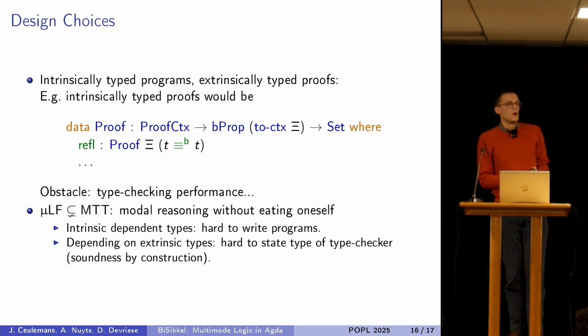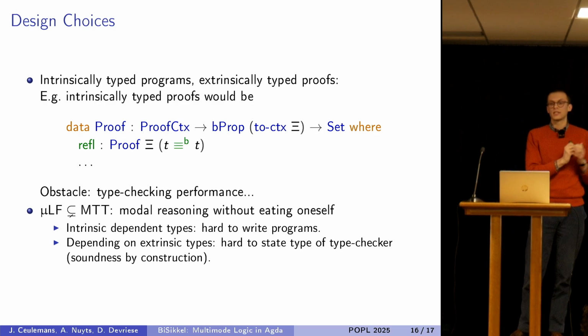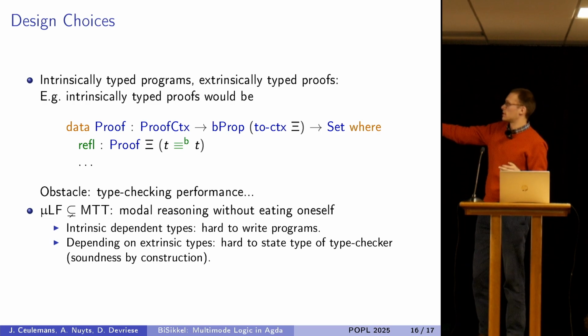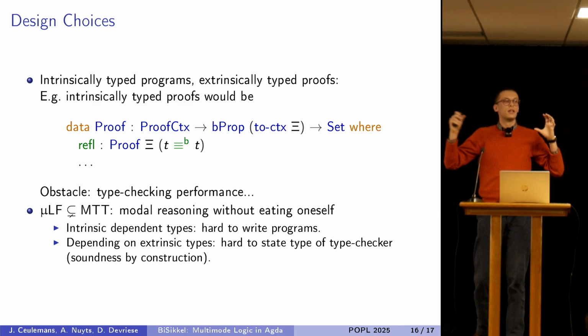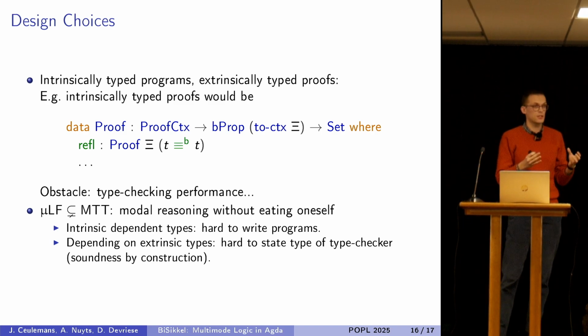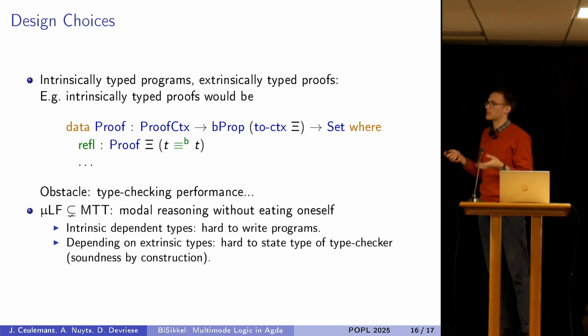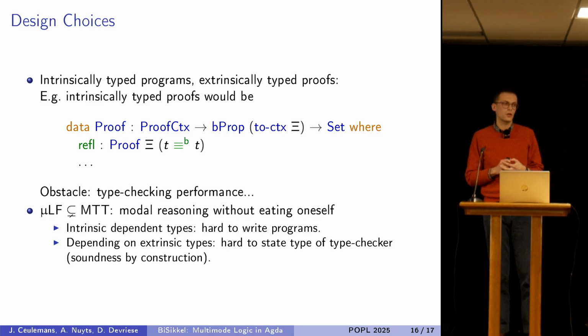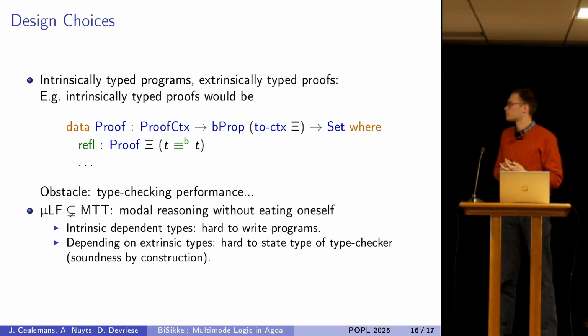Okay, finally, something about the design choices of our library. So first of all, we have intrinsically typed programs. Recall, we made MSTT intrinsically typed, but extrinsically typed proofs. Intrinsically typed proofs would mean that we encode all the proof rules in the data type of proofs, so that we cannot write invalid proofs, but we have seen that we need a proof checker. So in BiSikkel, you can write invalid proofs. We've tried to come up with an intrinsically typed encoding of proofs, but unfortunately, performance issues then occur when we try to write actual proofs.